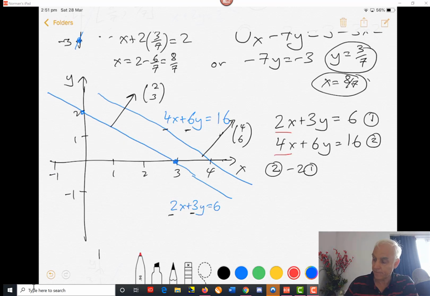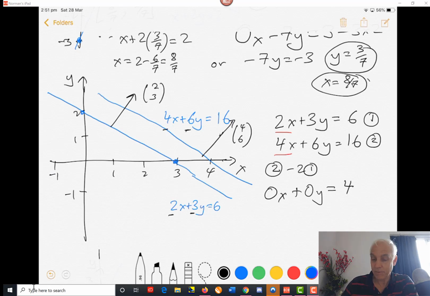Okay, that's our idea. What happens? Well, we get 4x minus 2 times 2x, so that's 0x. How many y's? There's 6y minus 2 times 3y, so that's 0y. And 16 minus 2 times 6 is 4.